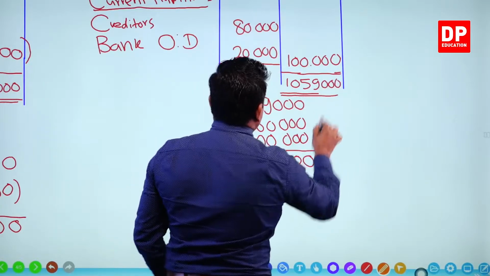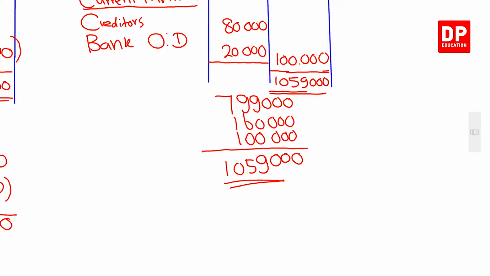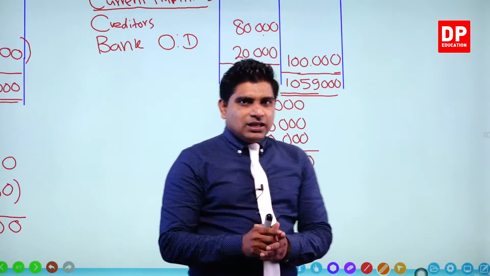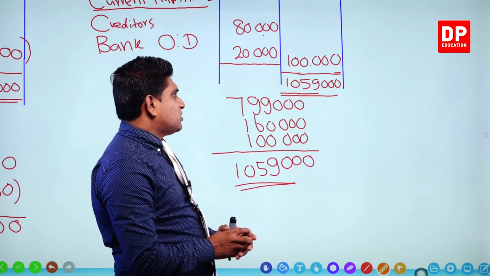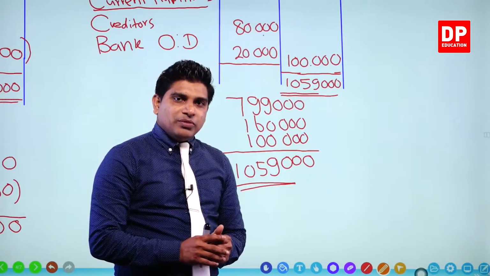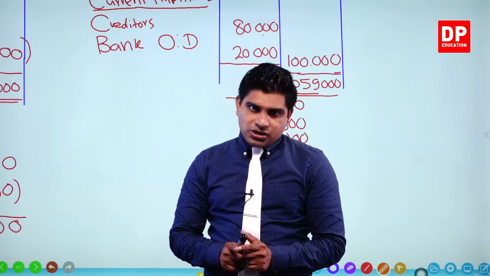1,059,000. You can see the both of the assets total and capital plus liability total should be equal. In this question also equal. Now we finish this question. You can see the total assets of the business 1,059,000. Total liability side also 1,059,000. Let's go to the new question.